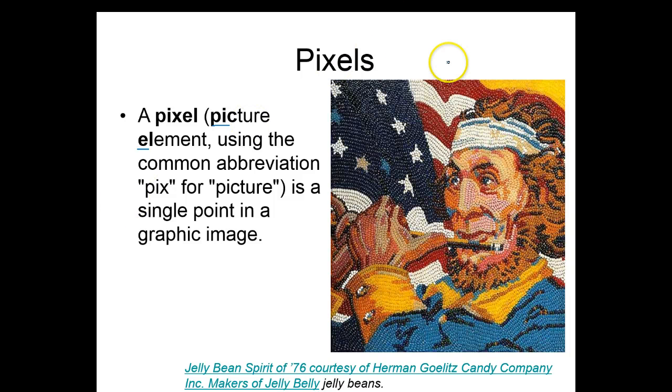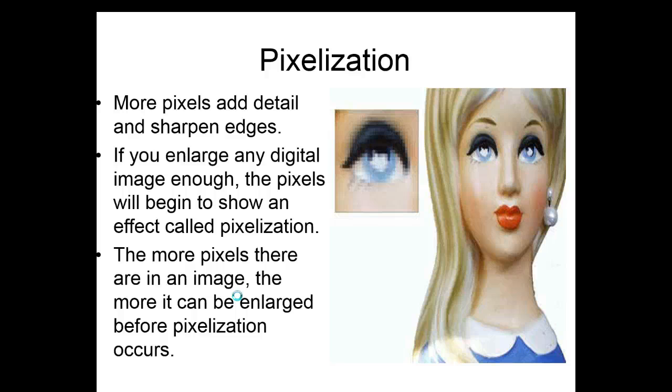This is a great graphic image here on the right-hand side of the Spirit of 76 that was done with jelly beans. And one jelly bean would be a pixel. And so it's just kind of a great representation. And so if you have that image of jelly beans or a Lite-Brite where you put the little light pins in to make an image, you've got the right idea.